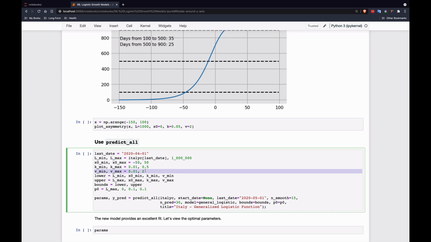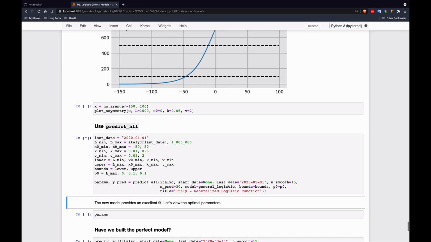V also allows it to shift left and right, but its main purpose is to control asymmetry. The growth rate is also affected by V, but we're going to leave that range the same. For V, we allow it to go to some smaller number, less than 1, and also numbers greater than 1 to change the asymmetry in case it needs faster growth at the end. Okay, so here are our upper and lower bounds, and then we're just going to give it some initial starting value. We'll make the initial X naught 0, and let's see how this one does.